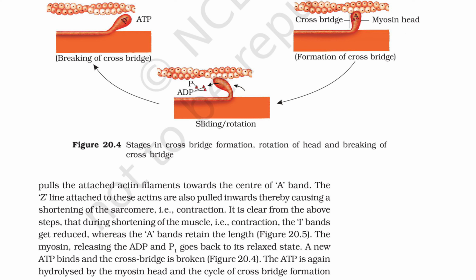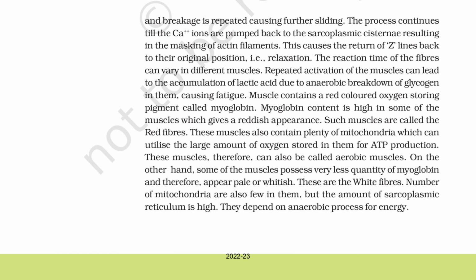The myosin, releasing the ADP and inorganic phosphate, goes back to its relaxed state. A new ATP binds and the cross bridge is broken. The ATP is again hydrolyzed by the myosin head and the cycle of cross bridge formation and breakage is repeated, causing further sliding. The process continues till the Ca2+ ions are pumped back to the sarcoplasmic cisternae, resulting in the masking of actin filaments. This causes the return of Z lines back to their original position, that is, relaxation.